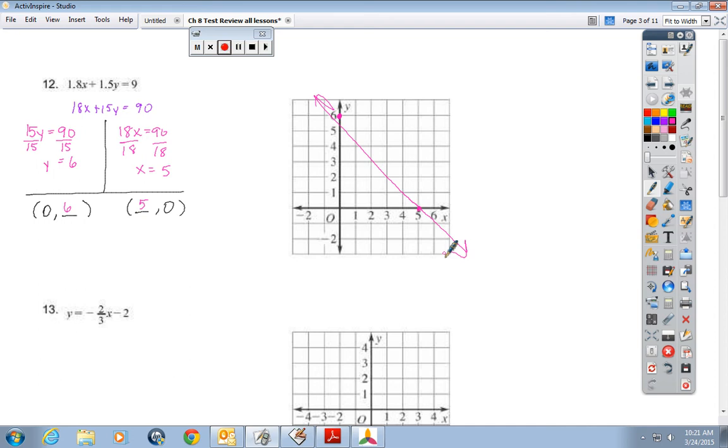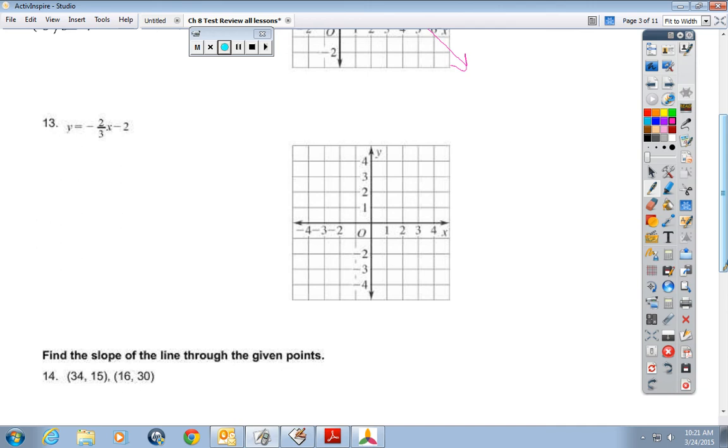Yes. Because this equation is written in slope-intercept form, the easiest way to graph this is to look: what's the y-intercept? -2, which is right here. 0, -2. What's the slope?